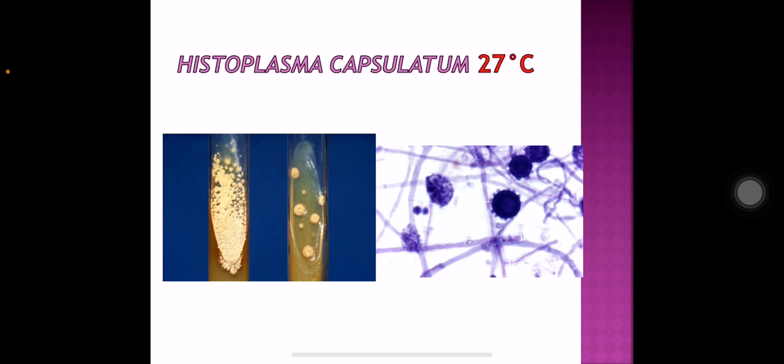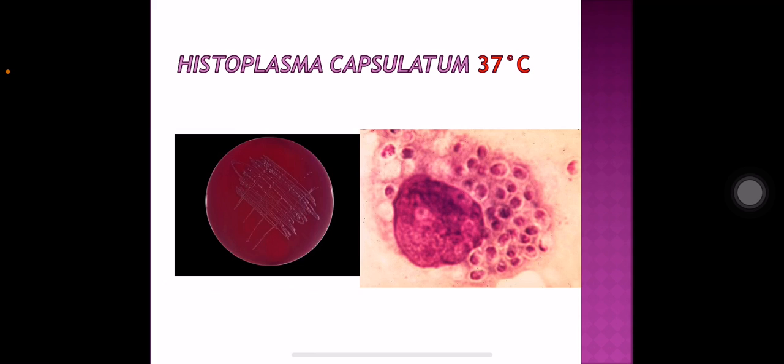Here you can see the colonies of Histoplasma capsulatum at 27 degrees Celsius or environmental temperature. They are rough colonies because they have filamentous form at environmental temperature, and at 37 degrees Celsius or human body temperature, they show yeast form, or plain, oval or spherical yeast forms are seen. So at two different temperatures, two different morphologies. This is called thermal dimorphism. It is observed in dimorphic fungi.